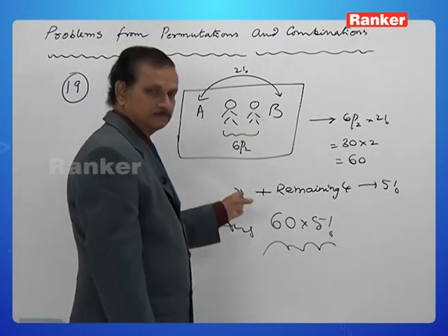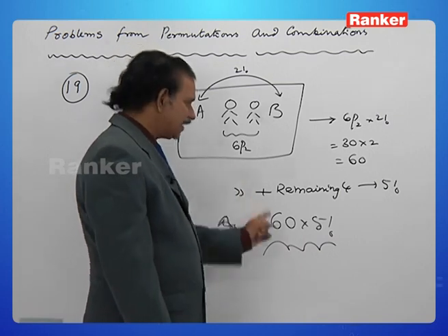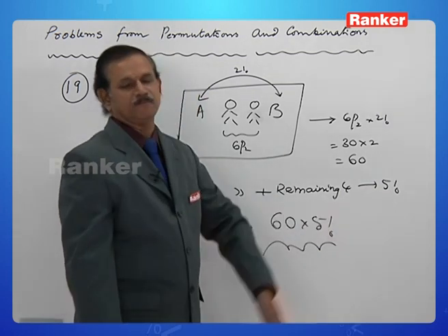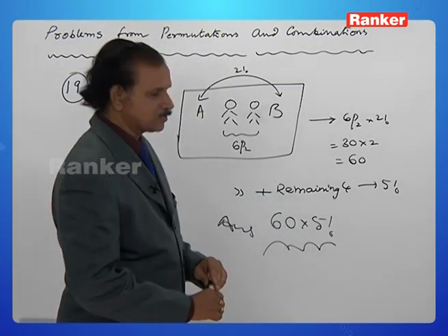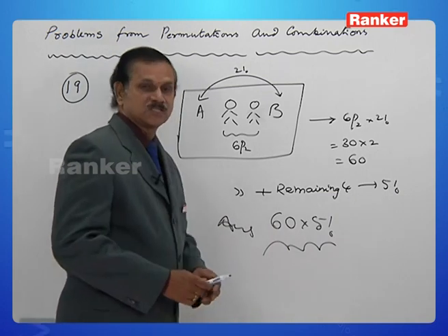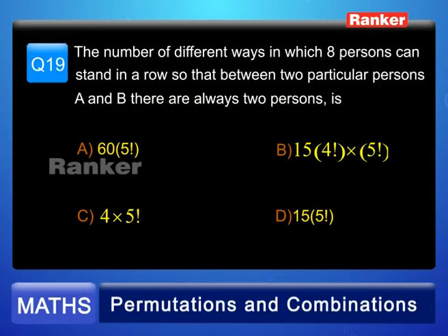This block, considering this to be 1 particular person plus remaining 4 persons, can be arranged in 5 factorial ways in a row. Therefore, the total number of arrangements becomes 60 into 5 factorial. That is the right answer. That is option A is the correct answer.